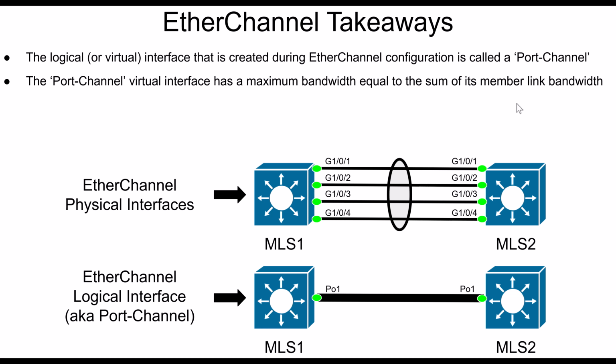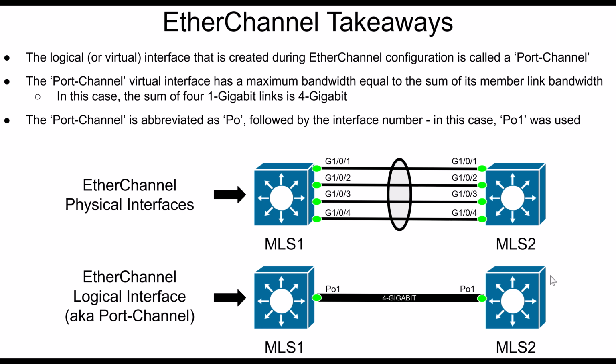The port channel virtual interface has a maximum bandwidth equal to the sum of its member link bandwidth. So here we have 4 gigabit Ethernet links, each with 1 gig of bandwidth. When we combine them all together into one logical link, it's not perfect, but it has the capability of providing a maximum bandwidth of 4 gigabit. So in this case, because we're bundling 4 links together, we do have a maximum throughput of 4 gigabit.